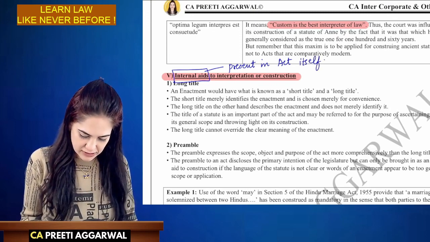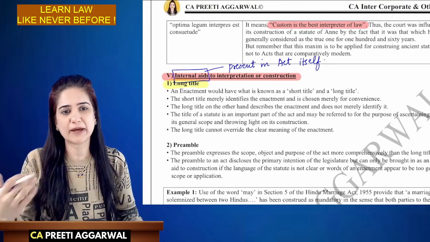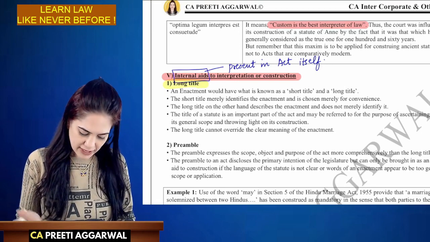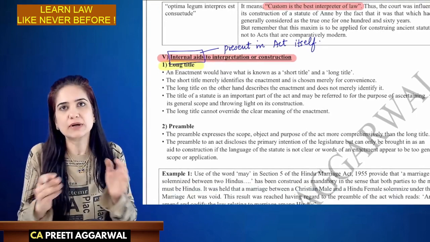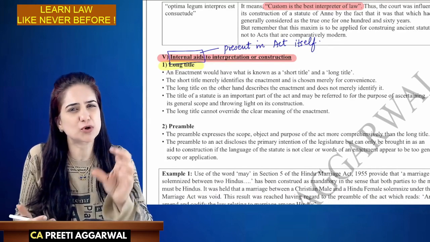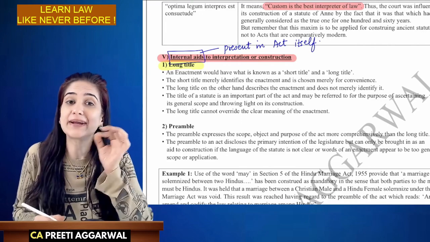So long title: whenever there is confusion, whenever you want to know whether the act applies to you or not, refer to the long title. Long title is different from short title. See, long title is more elaborate. It explains the purpose of the act, whereas short title is only indicative. It is only for convenience. It only identifies the act.